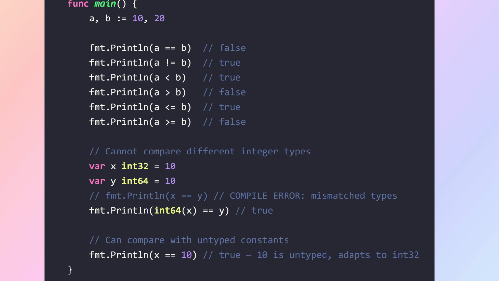If you try to compare two variables with different integer types, like int32 and int64, Go will give a compile error. You must convert one type to match the other before comparing them. However, you can compare a typed variable with an untyped constant, like the number 10, because Go automatically adjusts the constant to the correct type.